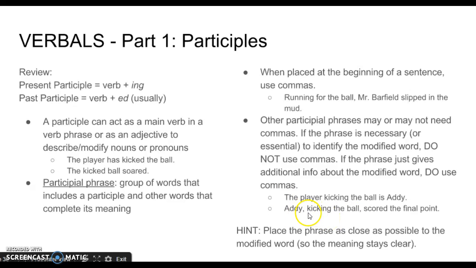What if we took that participial phrase and moved it to the end of the sentence? Addy scored the final point, kicking the ball. It still makes sense, but try to place it as close as possible to the word it's modifying, because then if there were like two people in that sentence, like Addy and Giselle, it would start to get a little unclear about who you're talking about with kicking the ball.